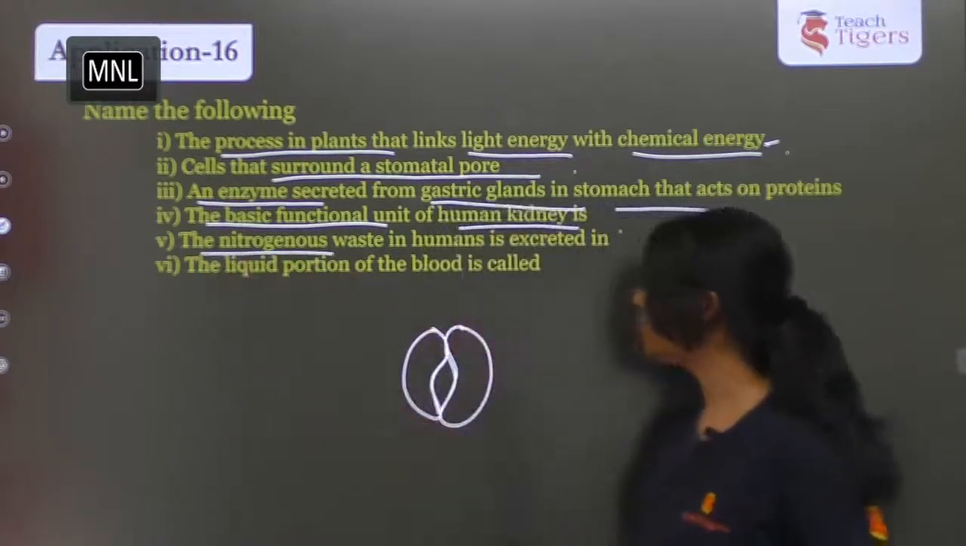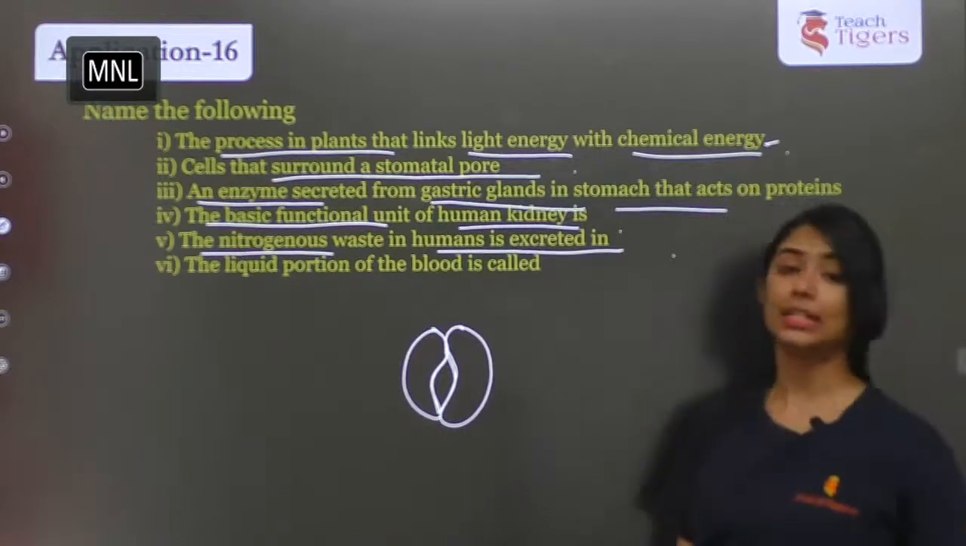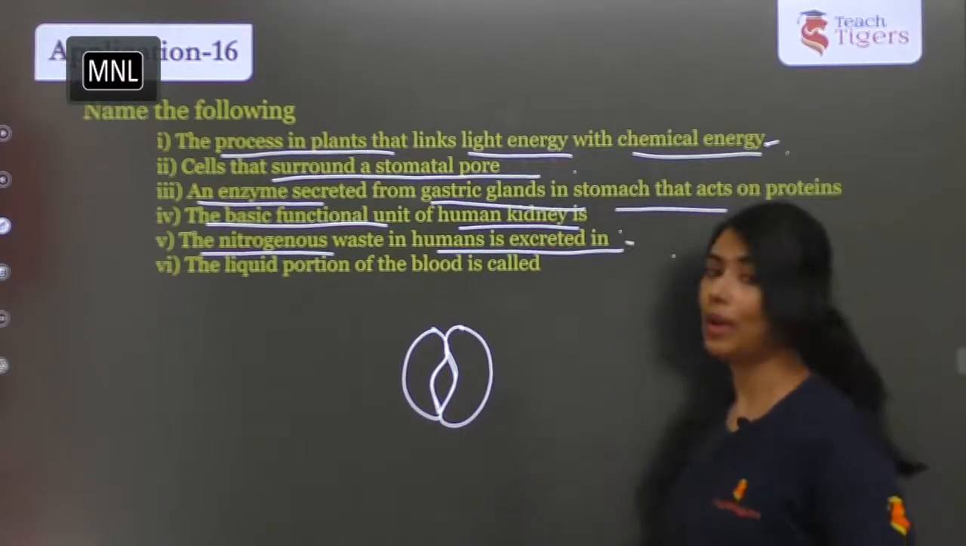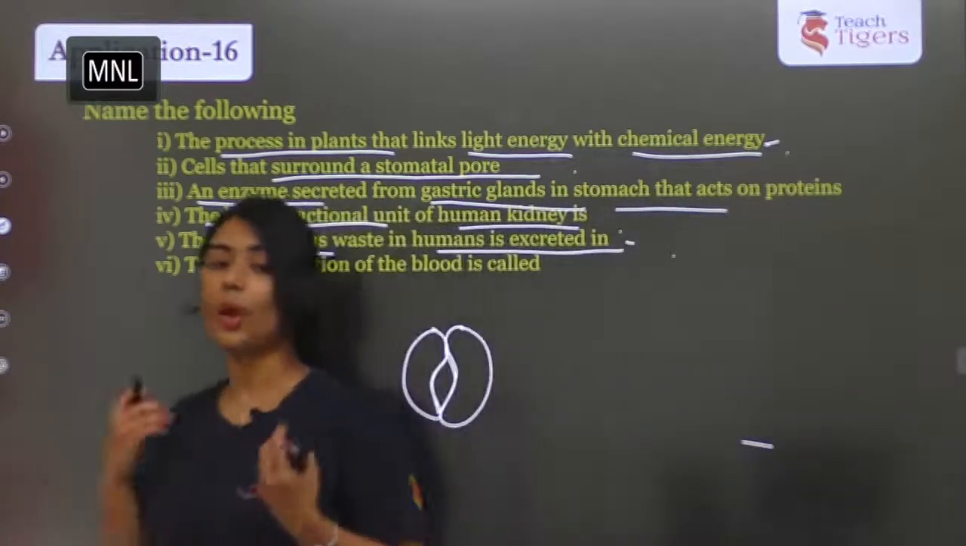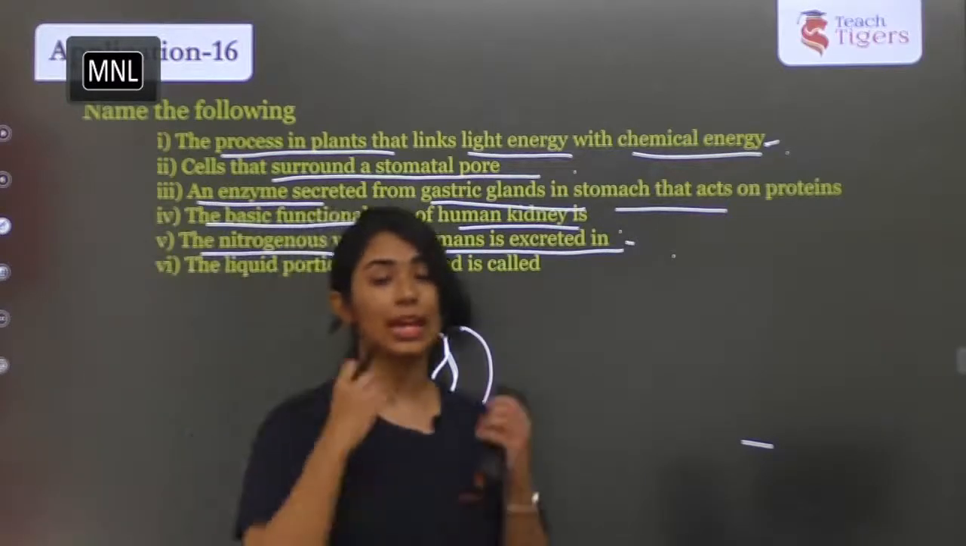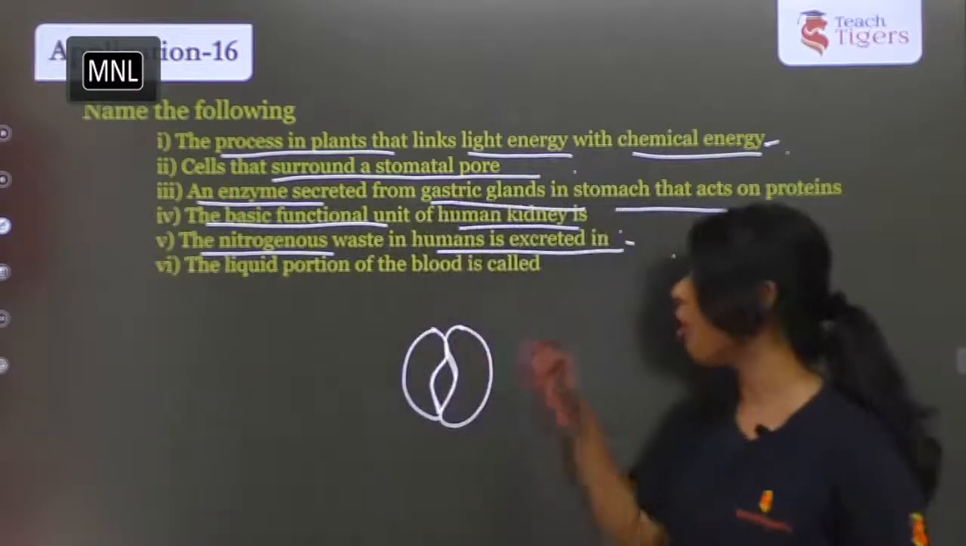Then the nitrogenous waste in humans is excreted in the kidney, right? So the kidney is the organ where the nitrogenous waste will be excreted. Okay, it will be excreted in the form of urine.